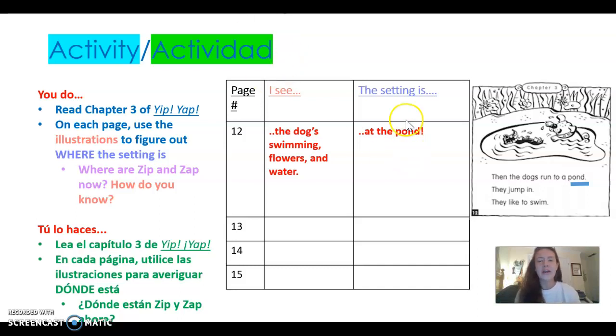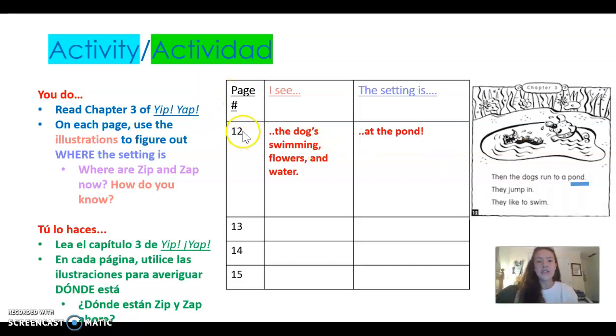And then over here, you're going to finish the sentence. The setting is. And you're going to tell me where the illustrations told you where the setting was. And so I want you to answer the questions. Where are Zip and Zap now, and how do you know?